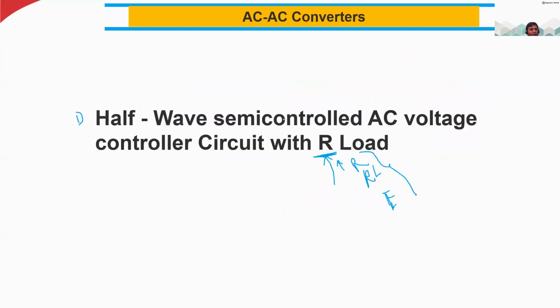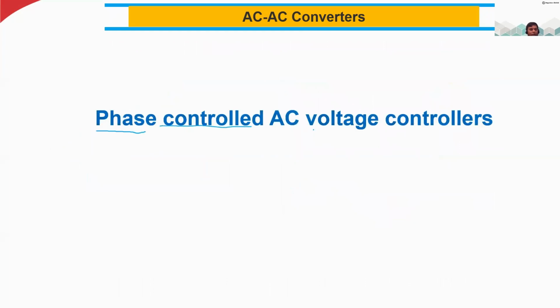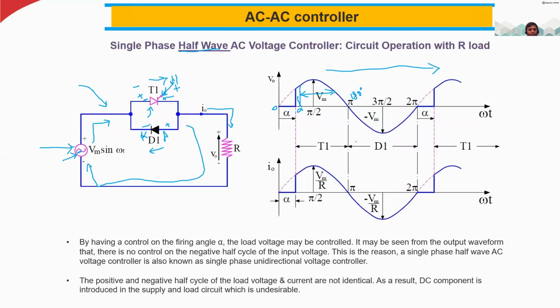What is our goal? Phase controlled AC voltage controller. By controlling the phase angle, we are changing the AC voltage magnitude, or amplitude, at the output. So this is the first one.